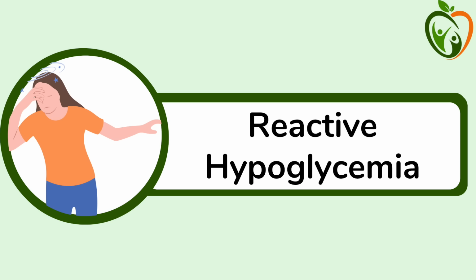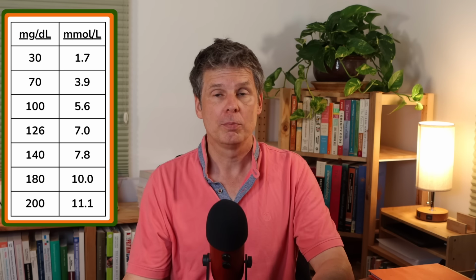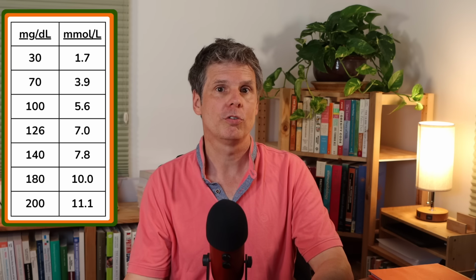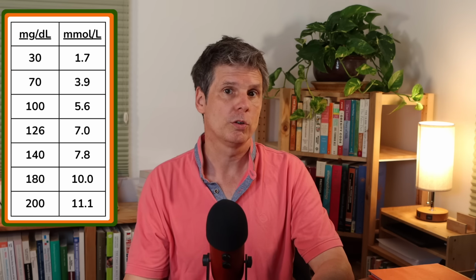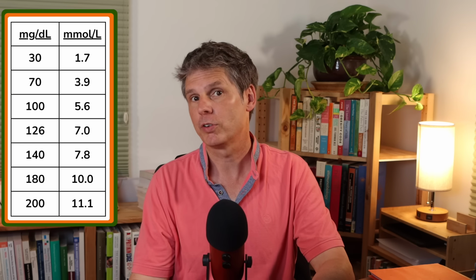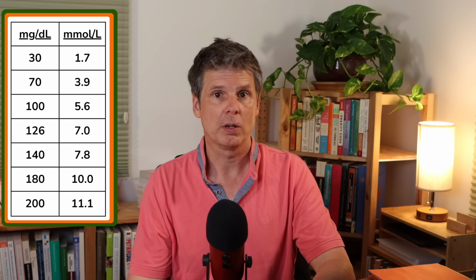Reactive hypoglycemia. Lastly, let's talk about reactive hypoglycemia. Hypoglycemia is defined as a blood sugar level below 70 milligrams per deciliter. Often, particularly if concentrations drop below 60 milligrams per deciliter, people do feel the body responding to these low blood sugar levels. Common symptoms include feeling hungry, particularly for something sweet, feeling dizzy, anxious, tired, or weak, sweating, shaking, or heart palpitations.